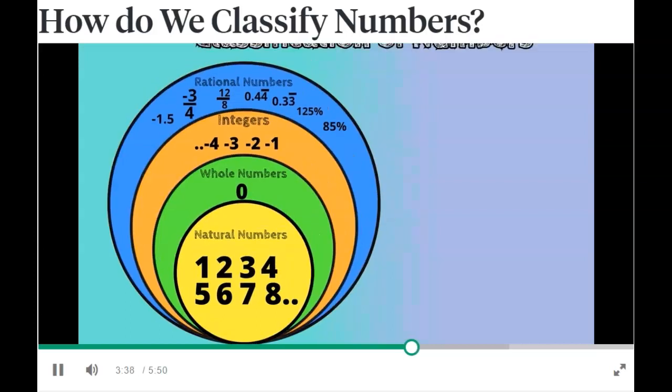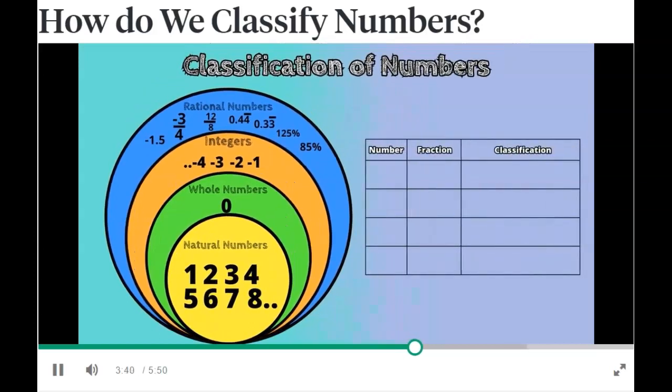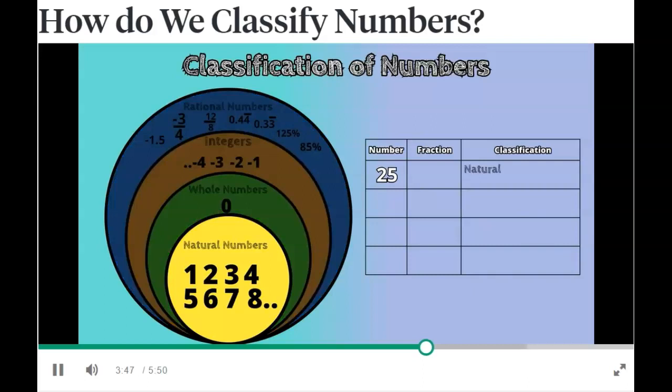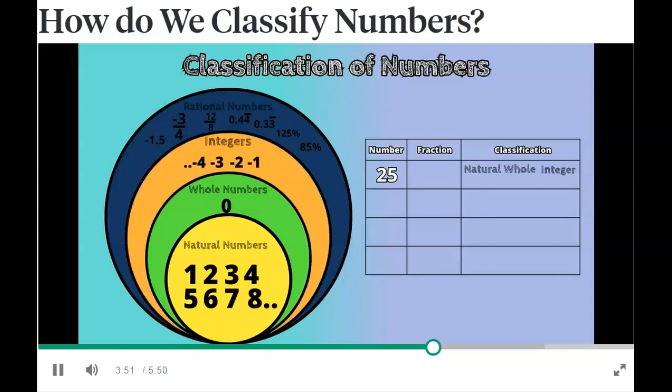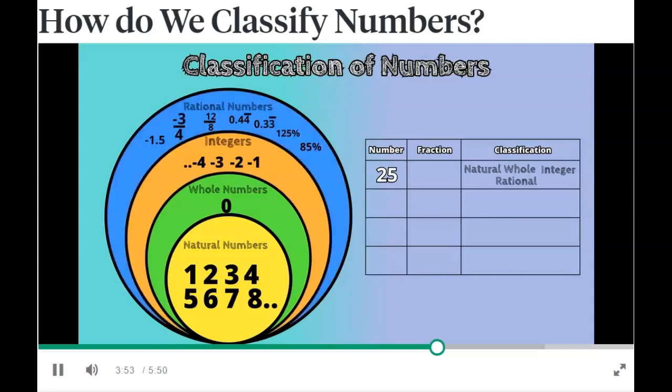So let's try to classify a few numbers. Let's say we have the number 25. The number 25 can be classified as a natural number or counting number, as a whole number, as an integer, and as a rational number since it can be expressed as a fraction 25/1.